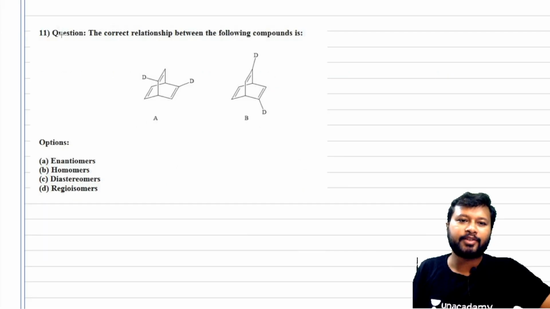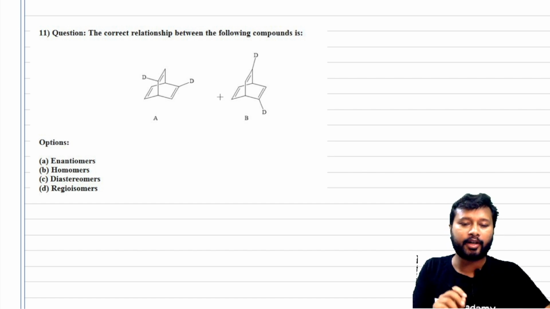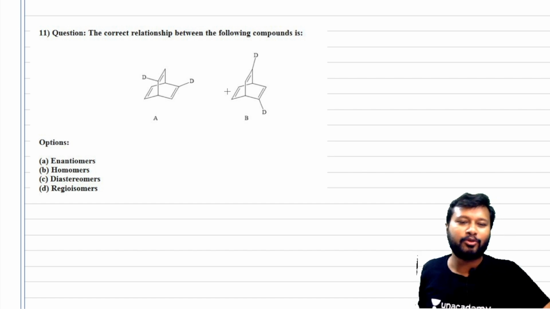All right, let's take this question. It says that the correct relationship between the following compounds is. Now this is a trick question. These two molecules look very different from each other, but you have to do something in order to get it. Okay, so there are options like enantiomers, homomers, diastereomers, regioisomers.